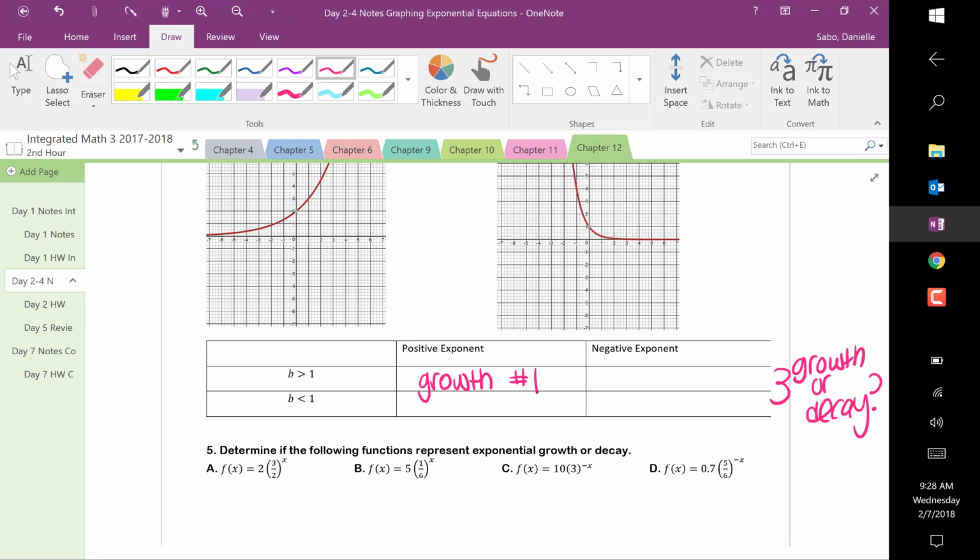Okay, the next one is you're looking for a negative exponent and when the value of b is greater than 1. We're just making these rules so that you can have something to reference when you're doing these kinds of problems. So look for the one with a negative exponent and the base value greater than 1. Are you growing or decaying based off the graph?